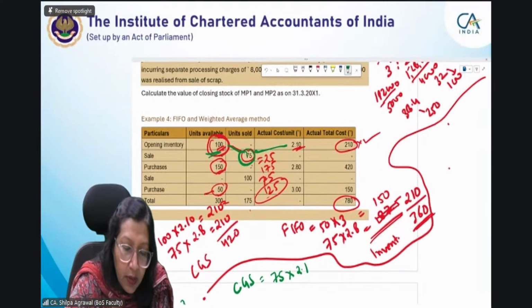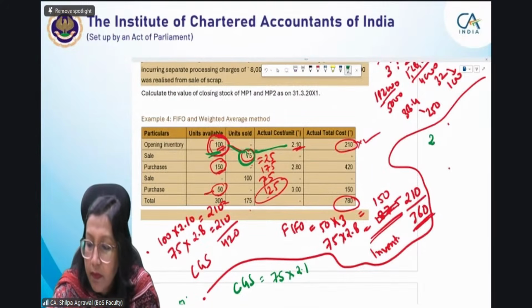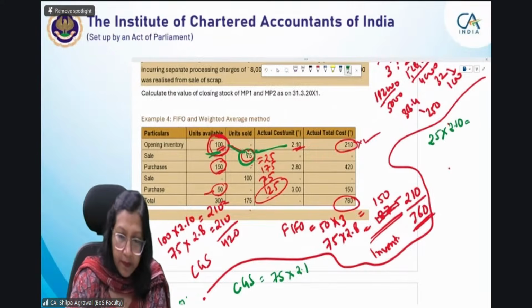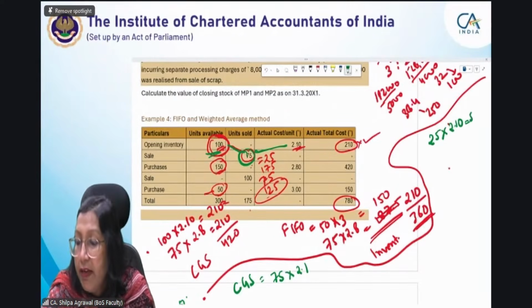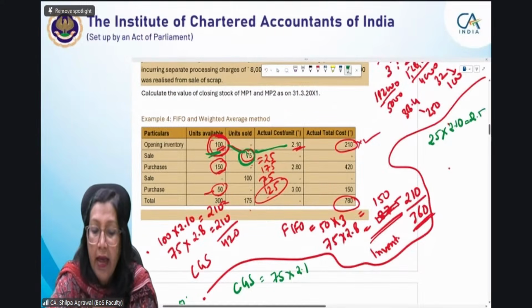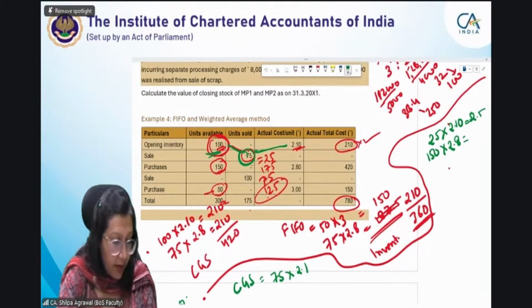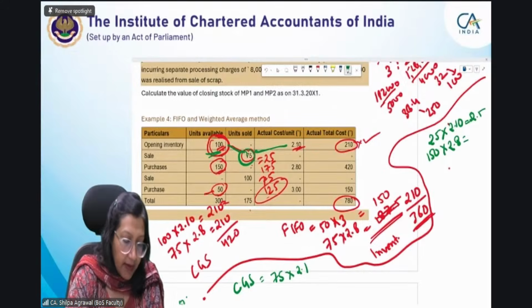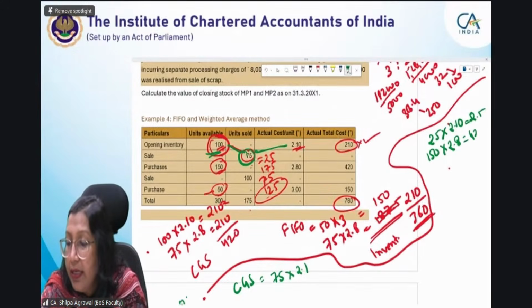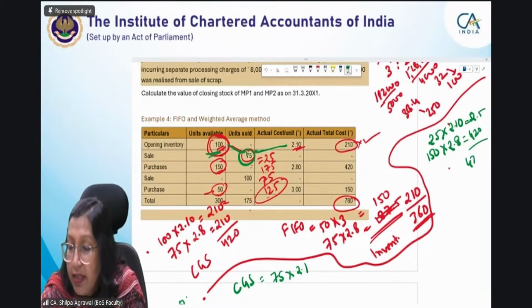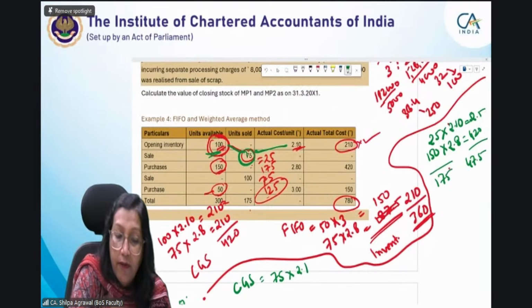So what will our value come to? 25 into 2.1, what is my value coming to? 52.5. And I bought another lot of 150 units at the rate of 2.8. So 150 into 2.8, my value comes to rupees 420. So 420 plus 52.5 comes to 472.5 for these 175 remaining units.